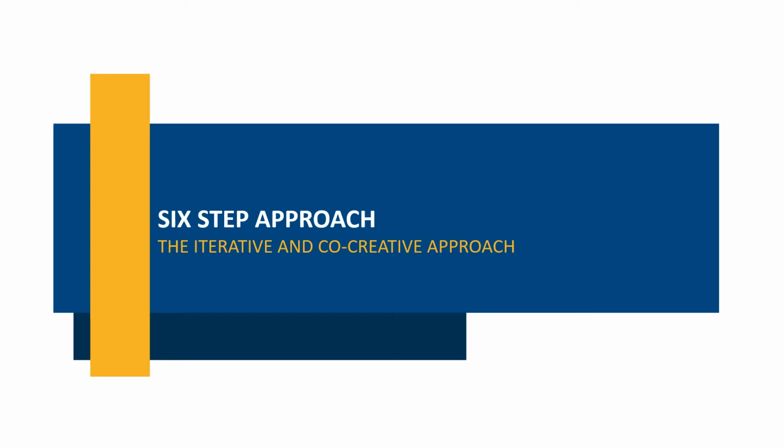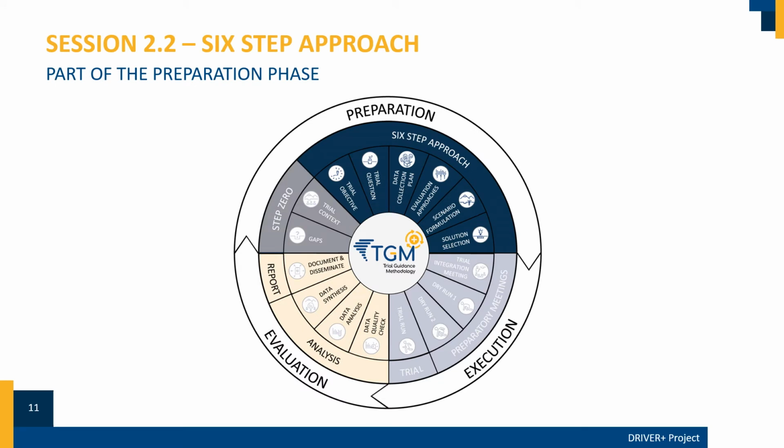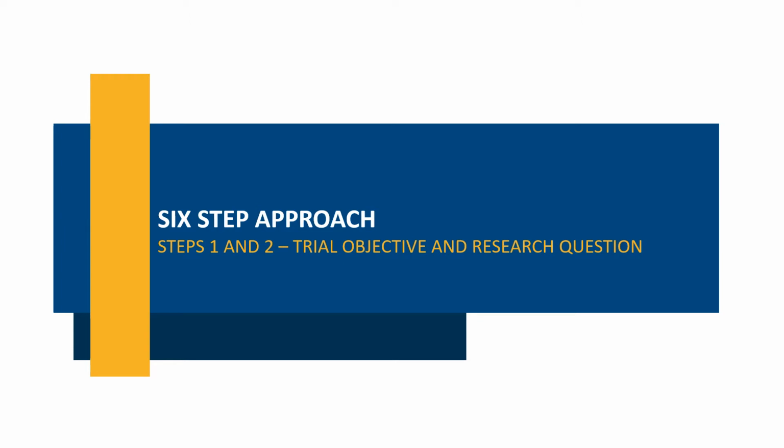Now back to the preparation phase and the 6-step approach. The 6 steps are setting trial objectives, defining the research questions, drafting a data collection plan, selecting evaluation approaches, formulating a scenario, and selecting the solutions to assess. On the next slides, we will quickly visit each of those steps. Each step is also described in the TGM handbook, and during the contact phase, we will dive deep into each step. We will start with setting trial objective and defining the research questions.